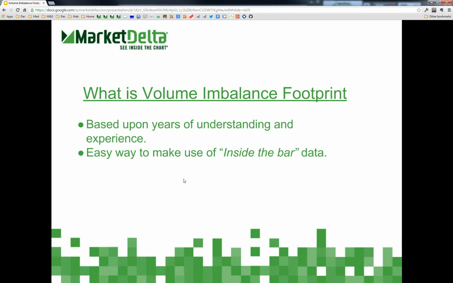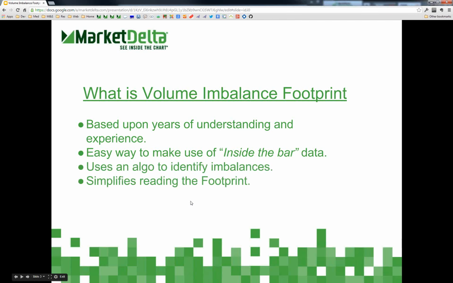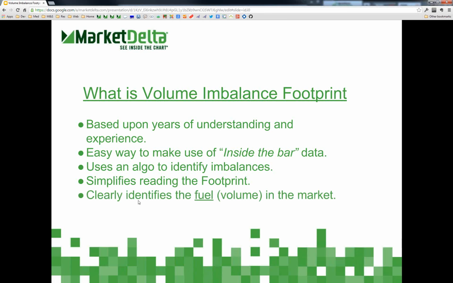We're going to look at a whole bunch of those examples today. It uses an algorithm to identify these imbalances, and I'll explain what these imbalances are here in just a moment. And because it does all this, it simplifies reading the footprint. So that's the whole idea. And last but not least, it clearly identifies the fuel, which is volume, in the market.